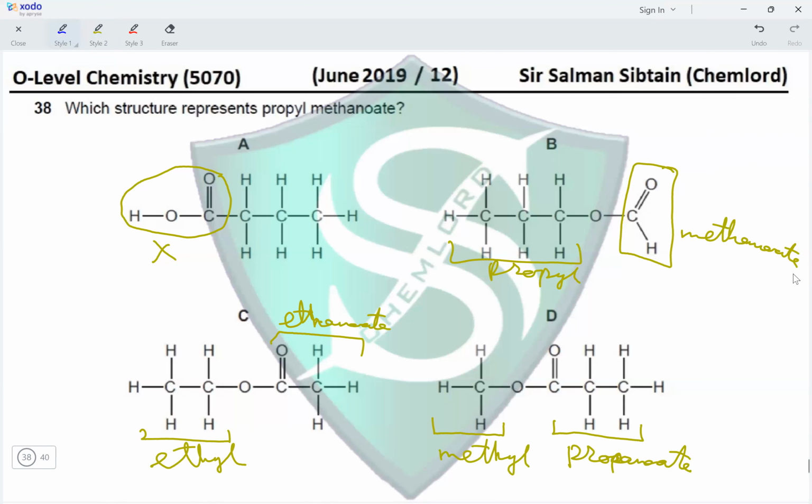So option A is not an ester. Option B is propyl methanoate, which is correct. Option C is ethyl ethanoate, which is incorrect. And option D is methyl propanoate, which is also incorrect. Therefore, the correct option for this question is option B.